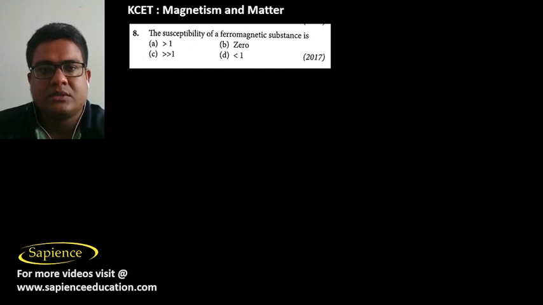In question number 8, it is told the susceptibility of a ferromagnetic substance is high, that is much greater than 1. So option C is the correct one.